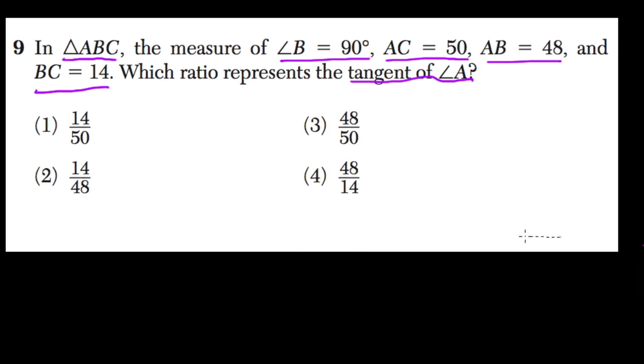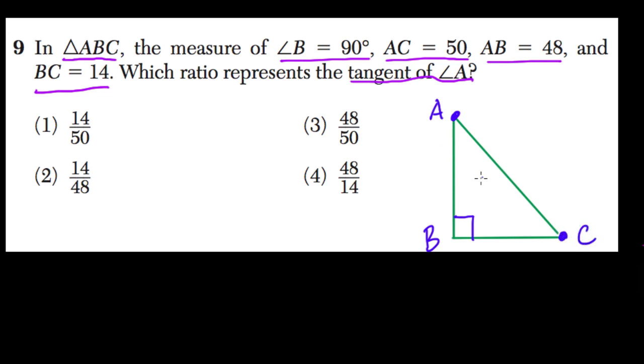It's triangle ABC, so we'll set up a right triangle. And of course, they tell us that angle B is the right angle. So here's B. There's our right angle, 90 degrees. And A and C will have to be the other remaining points. That order will not matter. But now we just apply what's given.